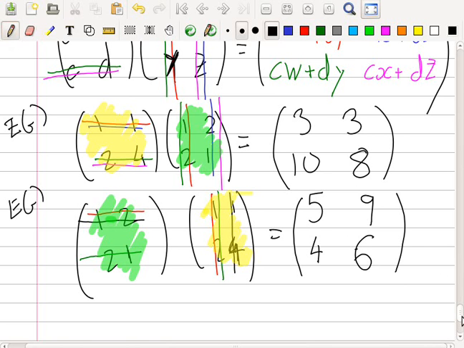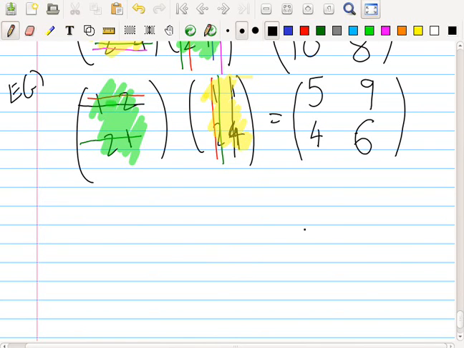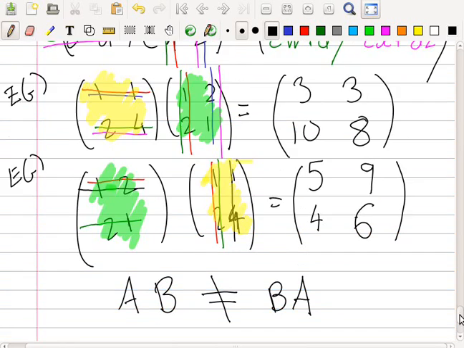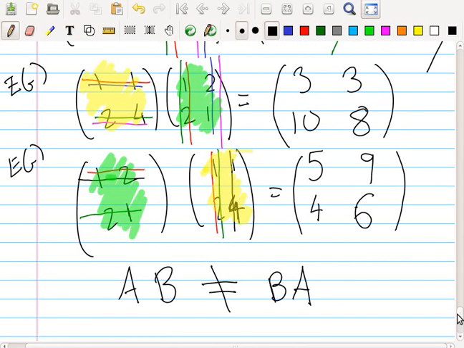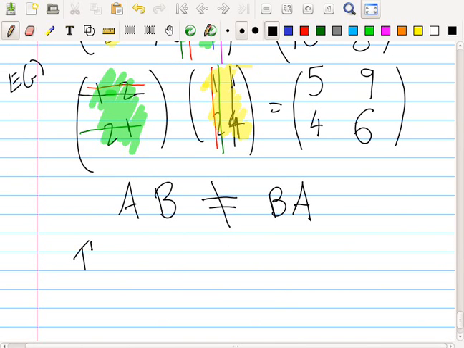No, it's different. So this gives us an important result. A multiplied by B is not equal to B multiplied by A. And that's actually important for this topic. And there is an example that clearly shows one case when multiplying in a different order gives you a different answer. So in other words, the order is important. The order is very important.